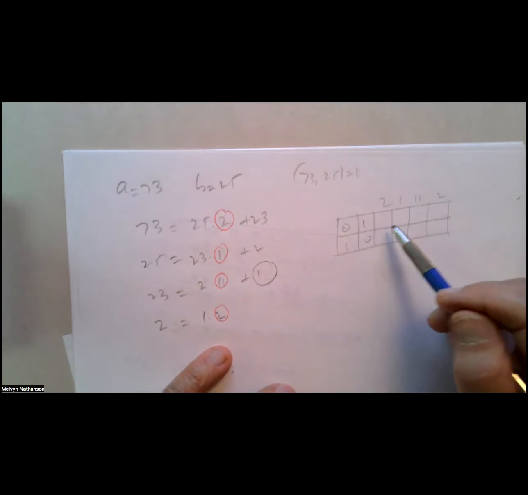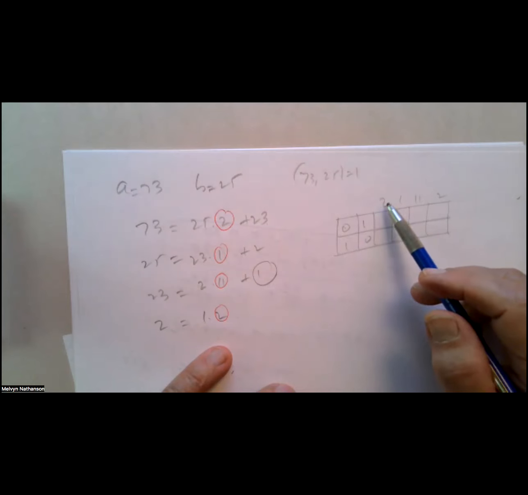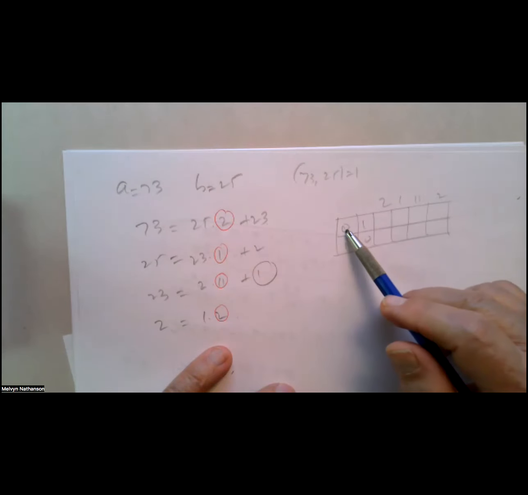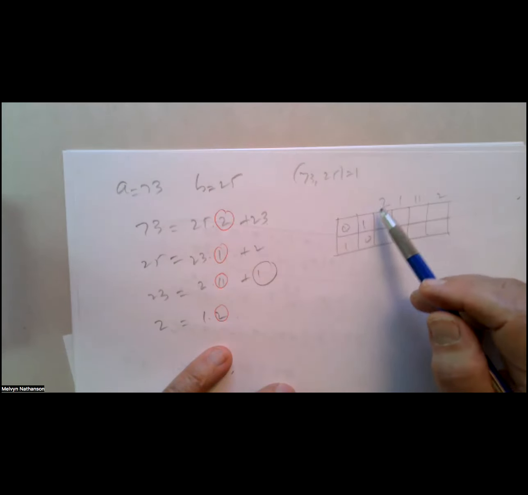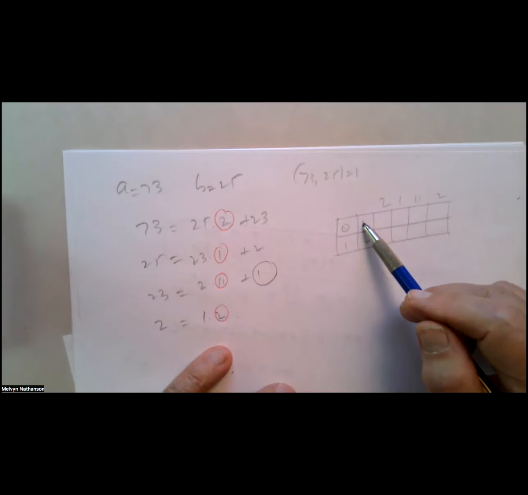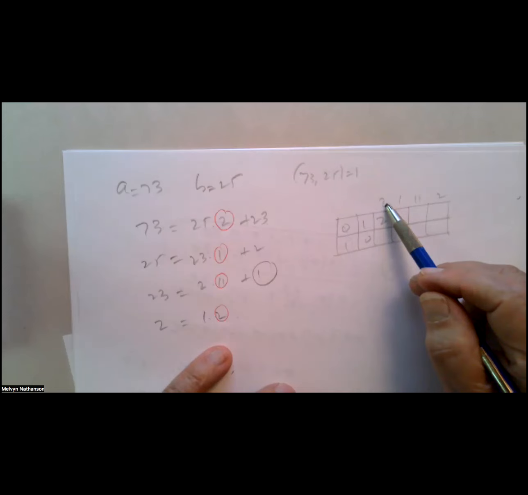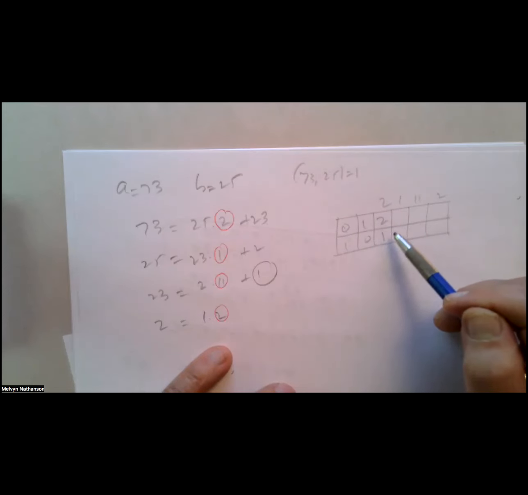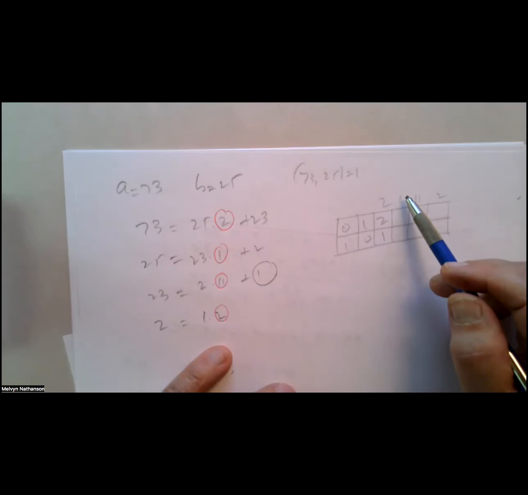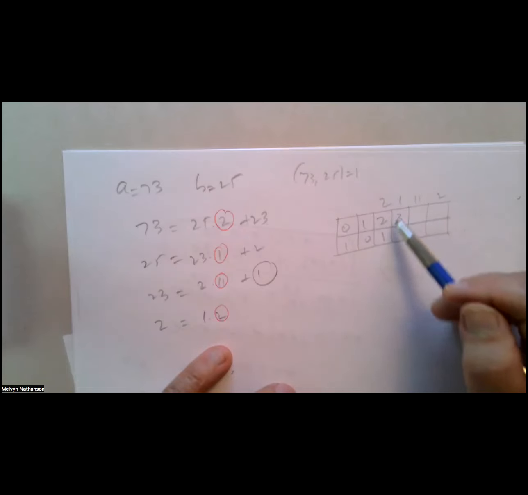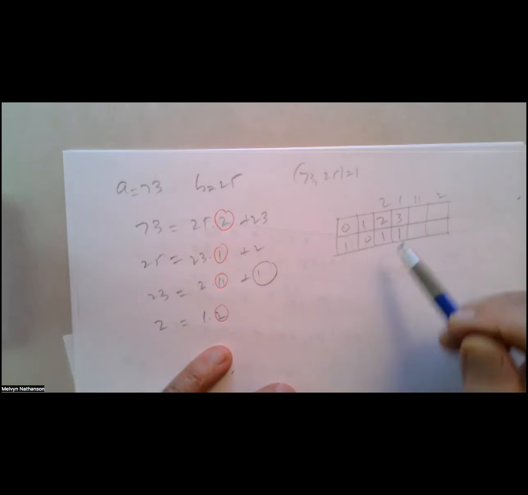In every space, we put in the number at the top times the number at the left plus the number 2 spaces to the left. So the number on top times the number on the left is 2 plus 0 is 2. This times this plus this is 1. This times this plus this is 3. This times this plus this is 1.